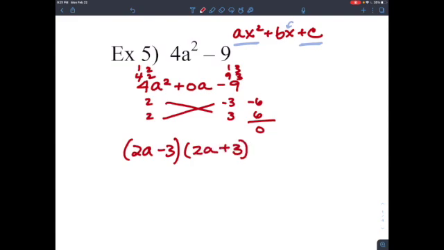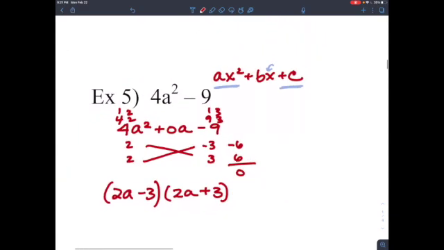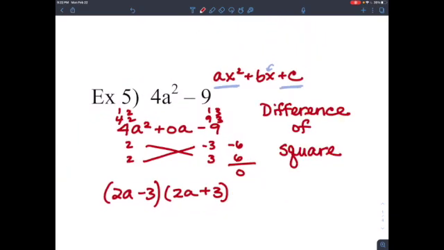Now there's actually a formula for that. Alright. It's called difference of squares. Now the reason it is called the difference is because the word difference right here is talking about the sign. Square is based on the square root of 4 being 2. So it's 2 times 2 gives you 4. The square root of a squared, that's a times a. 9 is 3 times 3. So that's why everything is a square. Therefore, it's called the difference of squares.